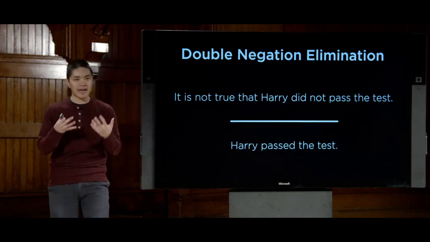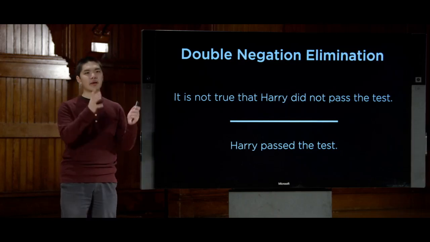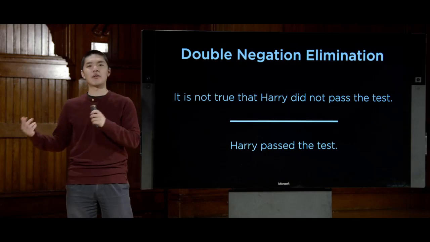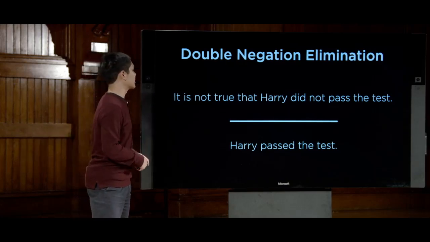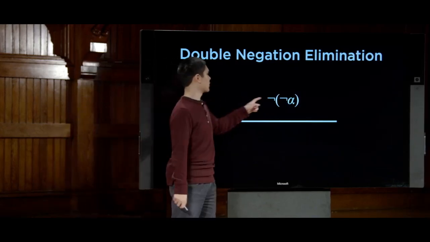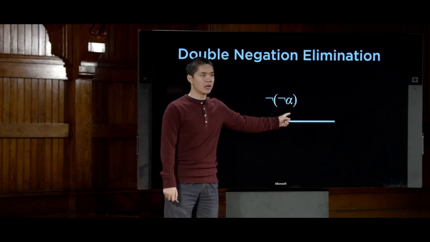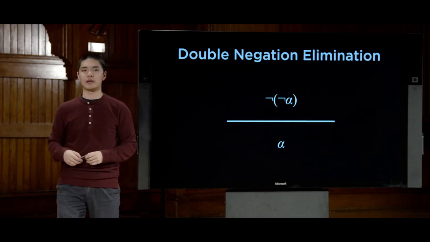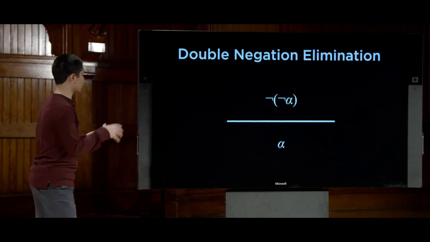If we have two negatives inside of our premise, then we can just remove them altogether. They cancel each other out. One turns true to false, and the other one turns false back into true. Phrased a little bit more formally, we say that if the premise is not alpha, then the conclusion we can draw is just alpha. We can say that alpha is true. We'll take a look at a couple more of these.